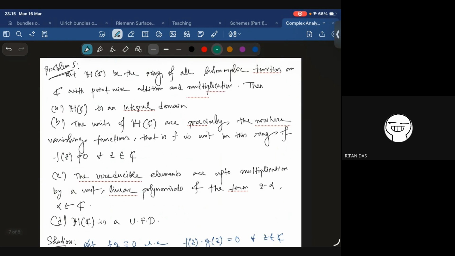So this one is true. The units in HC are precisely the nowhere vanishing functions. That is, f is a unit in the ring of, okay, that is obvious, right? Because you know that if f is non-vanishing everywhere in an open set, then 1 by f exists and it is also analytic. So if f is everywhere non-vanishing, then 1 by f is everywhere defined, also analytic over the whole plane, hence a unit.